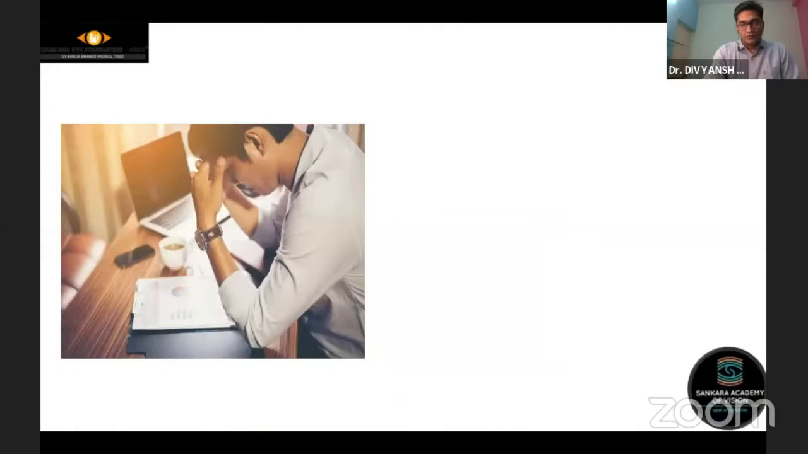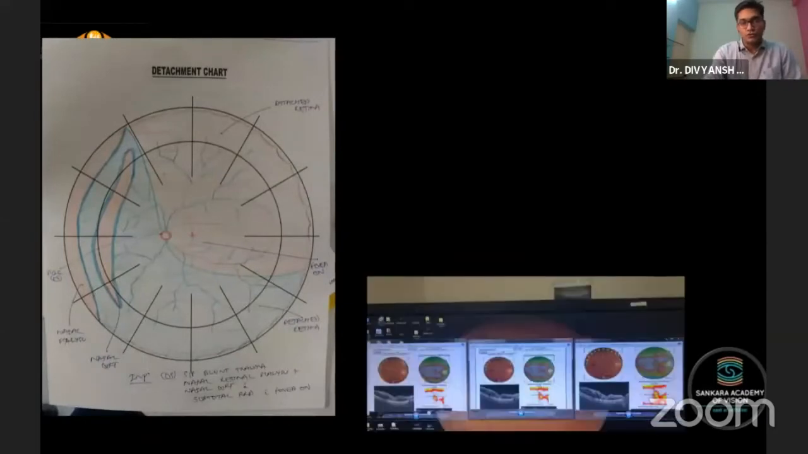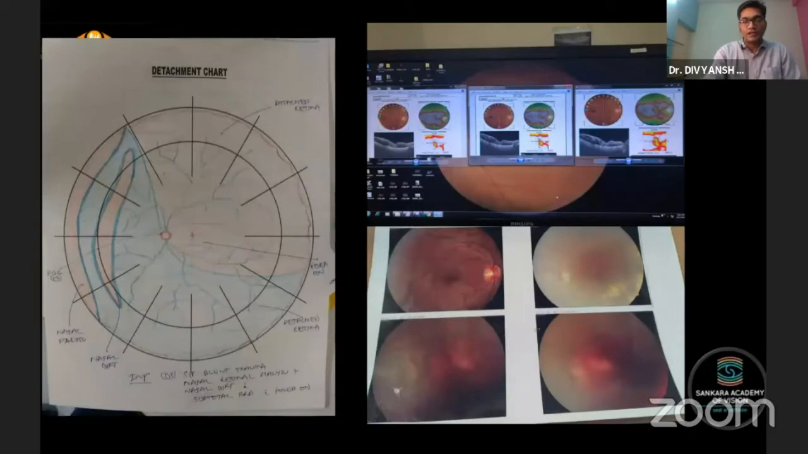The need of the hour was that there was a case-based examination, a DNB practical examination, which had to be conducted at our center. So the question was how to manage it. Do we give them charts like this for retina and then show it to them? Do we give them slides, or do we give them printouts?